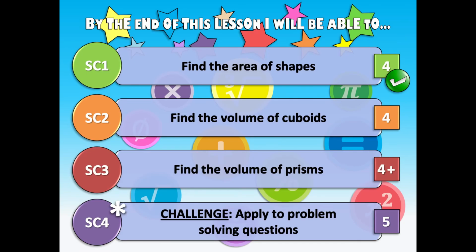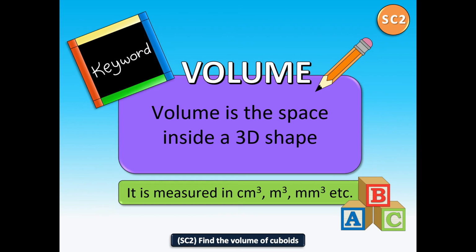So now we've completed success criteria 1, so we're going to move on to number 2, and this is to find the volume of cuboids. So volume is the space inside a 3D shape, and it's measured in centimeters cubed, or meters cubed, or millimeters cubed, etc.